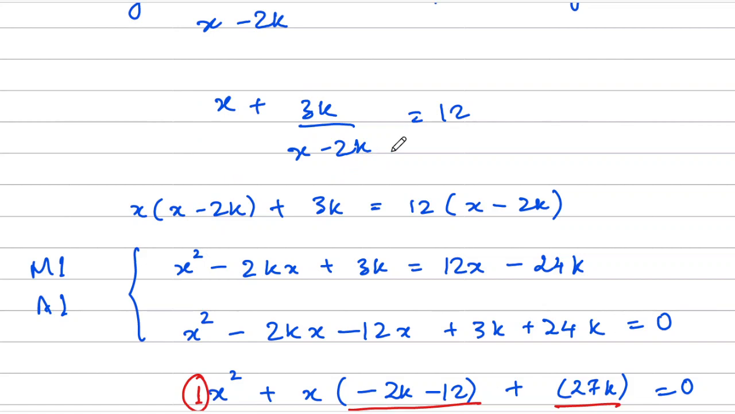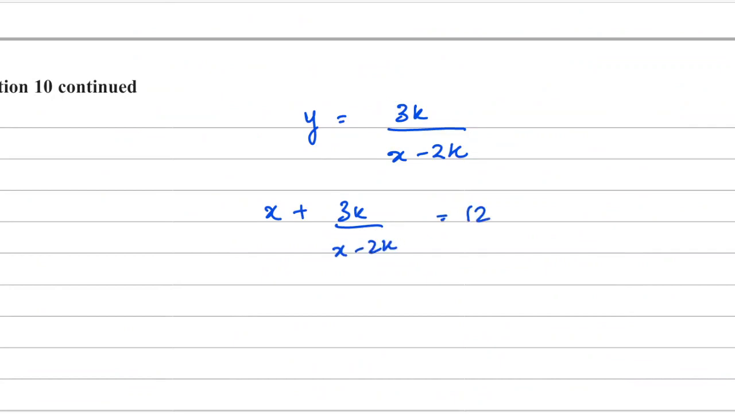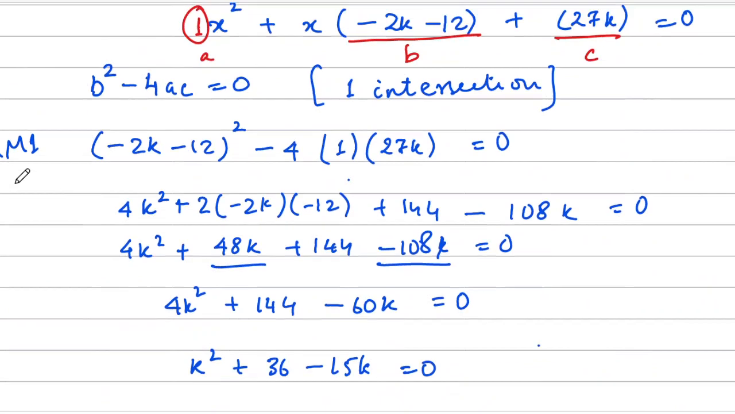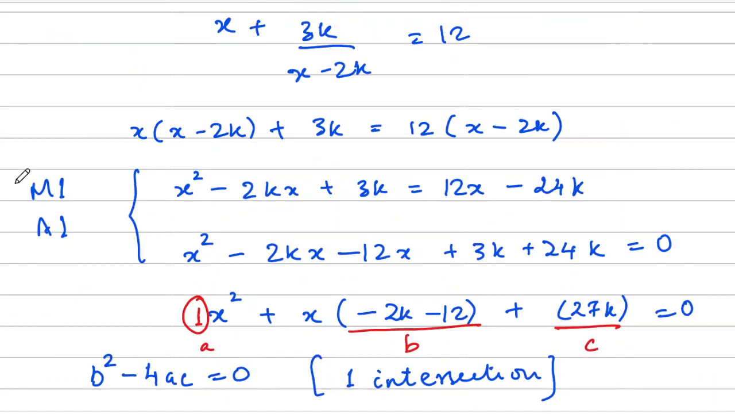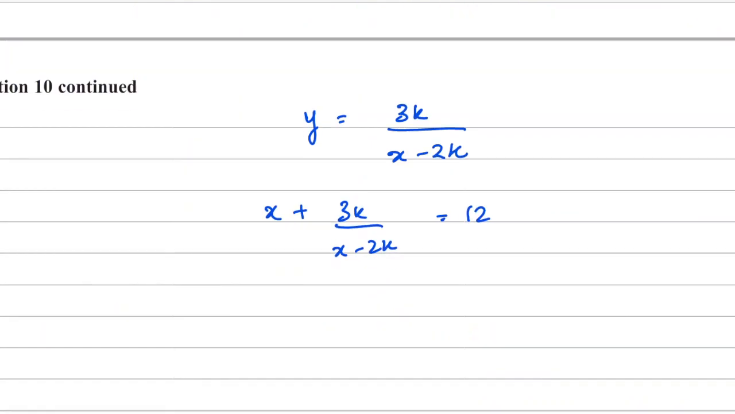Okay, so the y value was this much: y is equal to 3k divided by x minus 2k, and we know that x plus y is equal to 12, right? And I think we have one more expression simplified, or is that it? Yeah, that is it. Okay, so we can use this expression over here to find out the value of x.